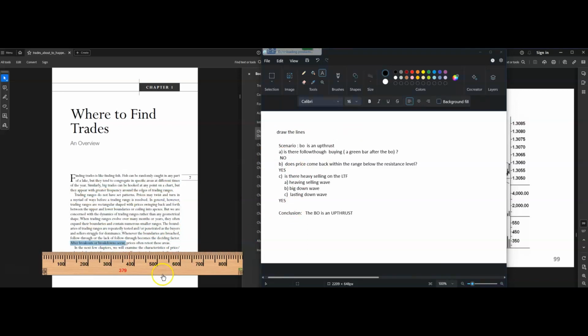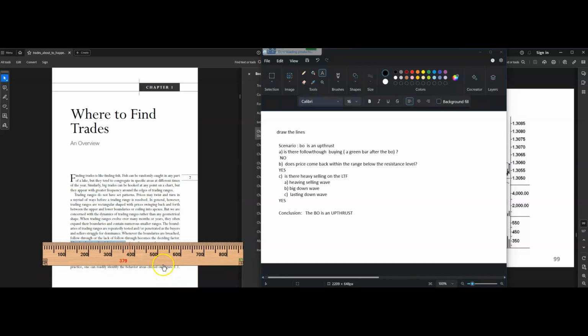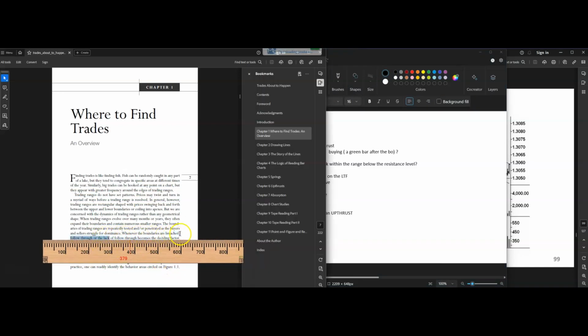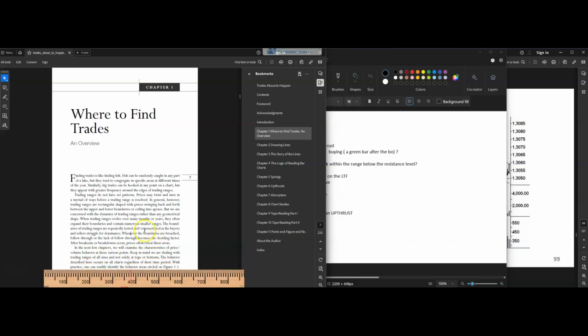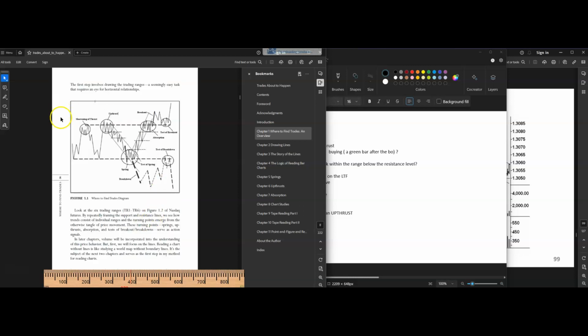So he mentions, follow through is the deciding factor right here. The lack of follow through becomes the deciding factor. Whenever the boundaries are breached, follow through or the lack of follow through becomes a deciding factor. All right. So let's come back and see what he has here.